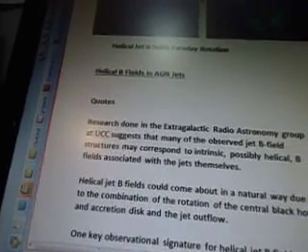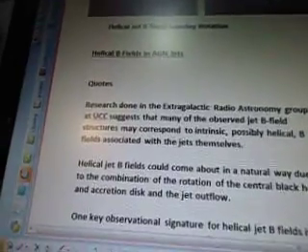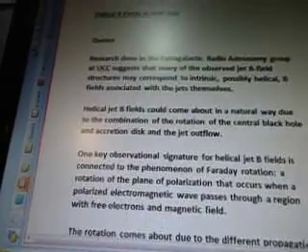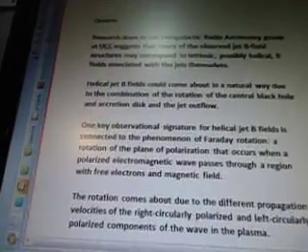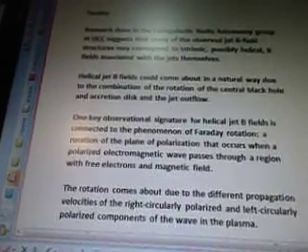So, quote, the research done in the extragalactic radio astronomy group at UCC suggests that many of the observed jet B field structures may correspond to intrinsic, possibly helical B fields associated with the jets themselves. Helical jet B fields could come about in a natural way due to the combination of the rotation of the central black hole and accretion disk and the jet outflow.